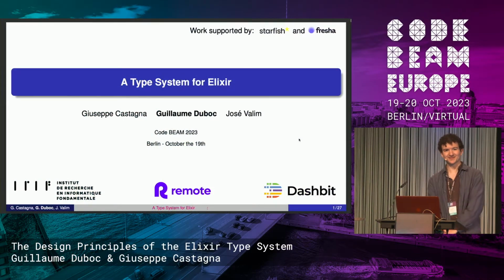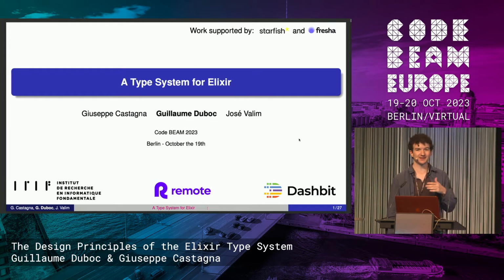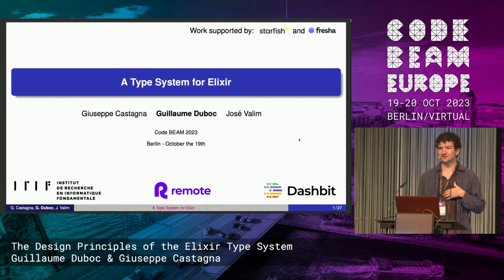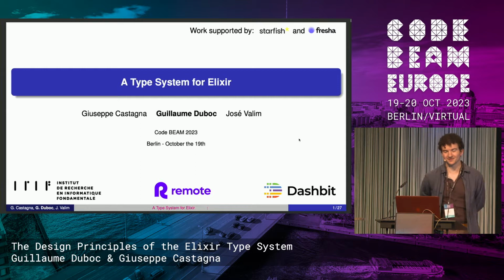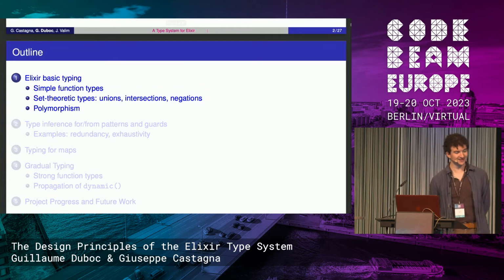It's a pleasure to be here today to talk to you about my work on the design of a type system for Elixir. This is part of a PhD project done under the supervision and guidance of type system expert Giuseppe Castagna, and José Valim himself. Let's just dive in and discuss why we want types in Elixir.